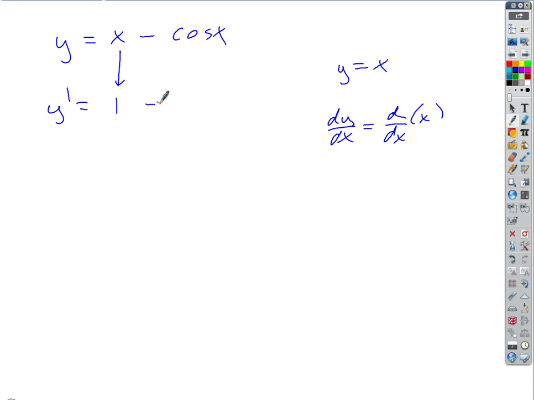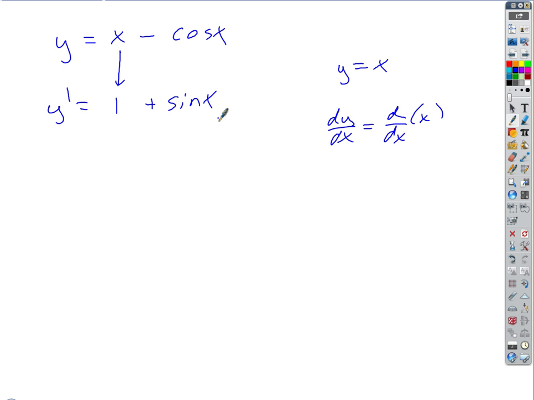What's the derivative of cosine x? Remember? Negative sine x. So that's going to end up giving us that for our derivative. So the derivative of negative cosine x would be positive sine x. All we're doing is subtracting, really; I just subtracted negative sine x.